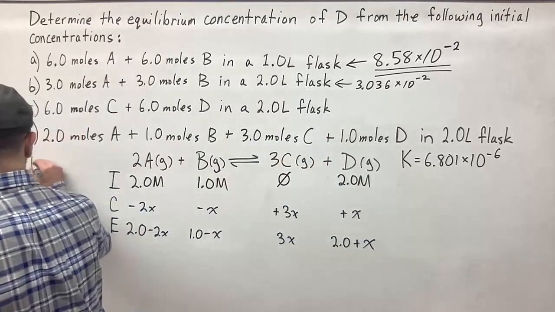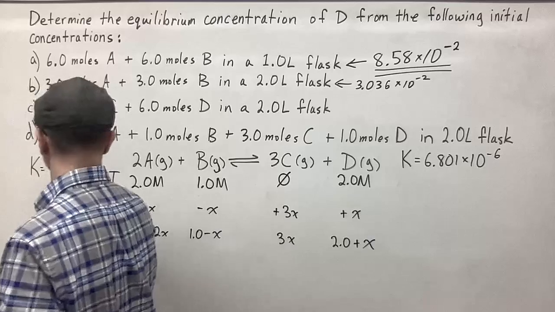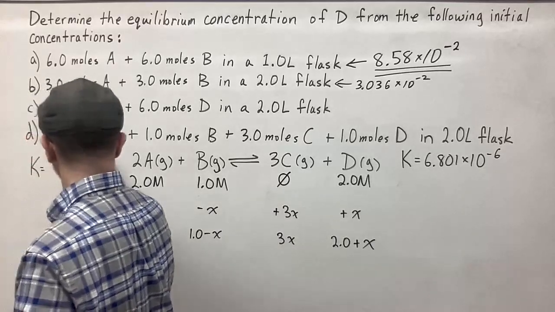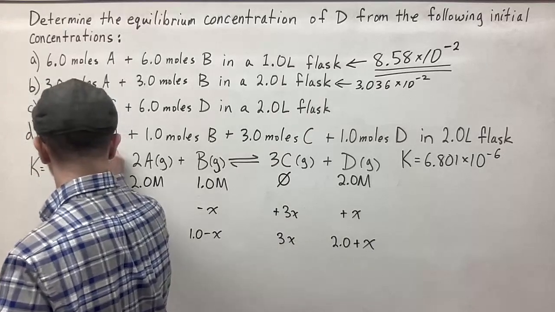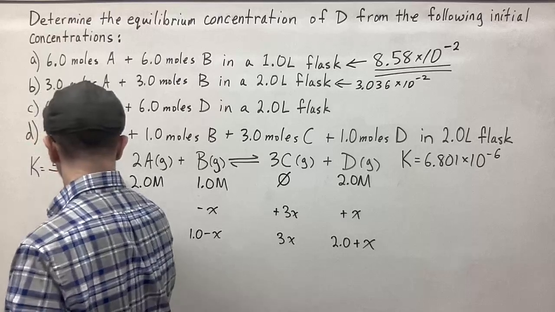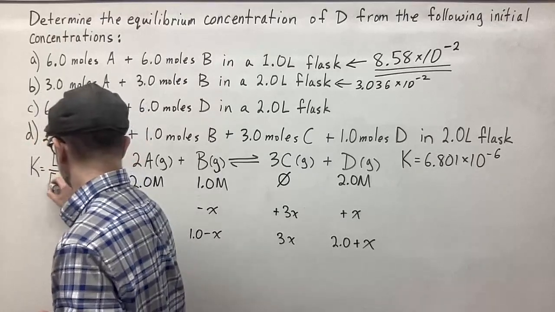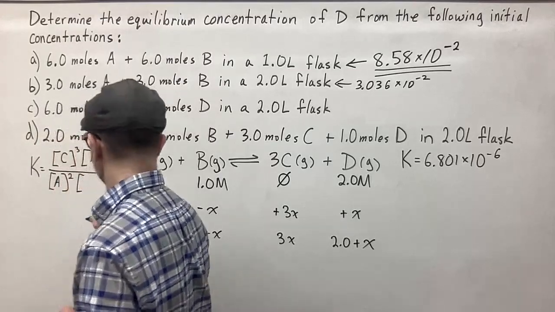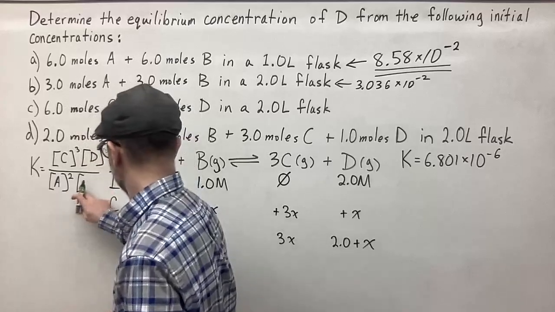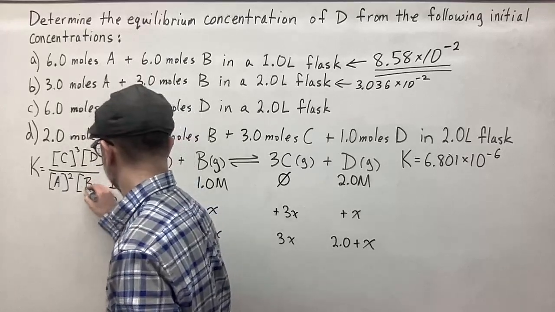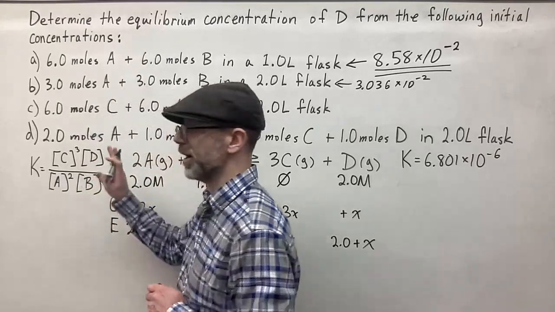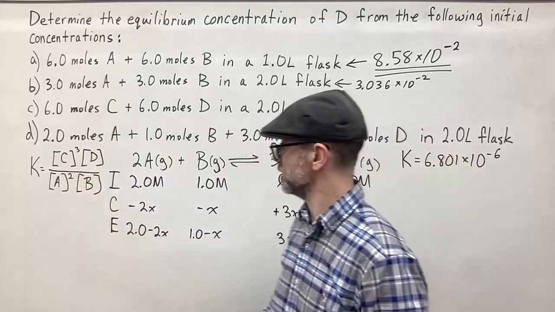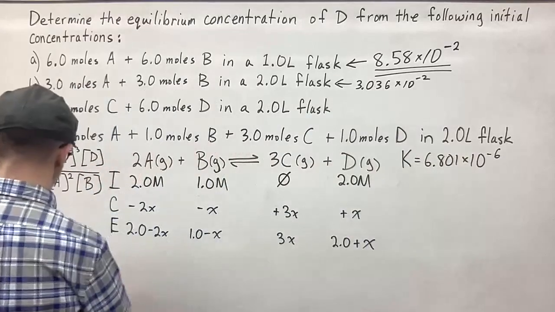The K expression was K is equal to the concentration of C cubed multiplied by the concentration of D, over the concentration of A squared multiplied on the bottom by the concentration of B. So now I can plug these expressions in for A, B, C, and D. So let's go ahead and do that.